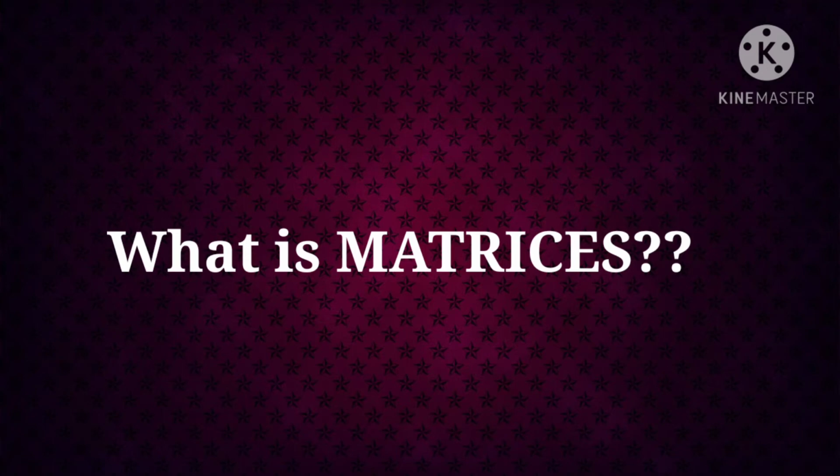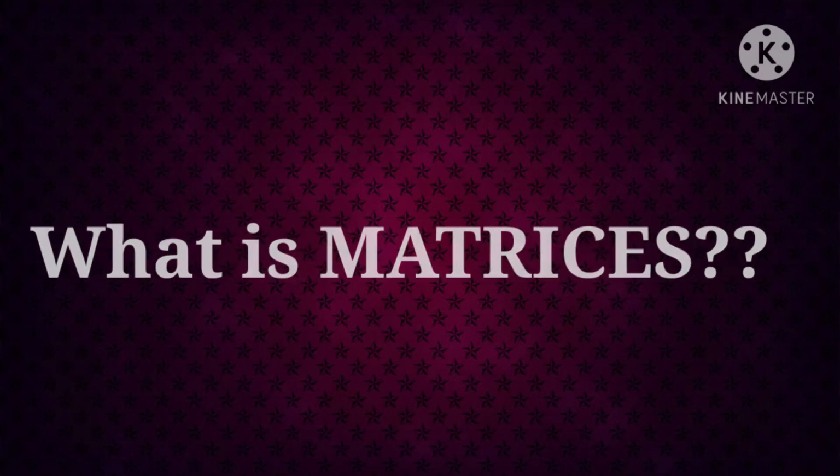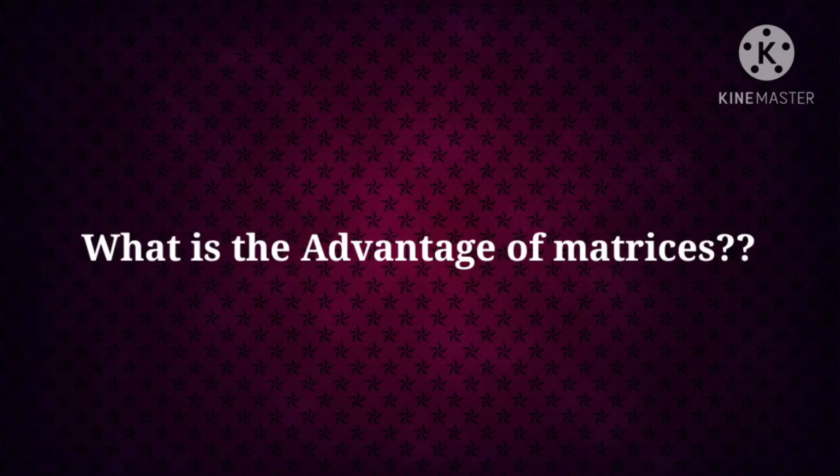A matrix is a rectangular array of numbers or other mathematical objects for which operations such as addition and multiplication are defined. Most commonly, a matrix over a field, let's say F, is a rectangular array of scalars, each of which is a member of F. Okay, what are the advantages of matrices?